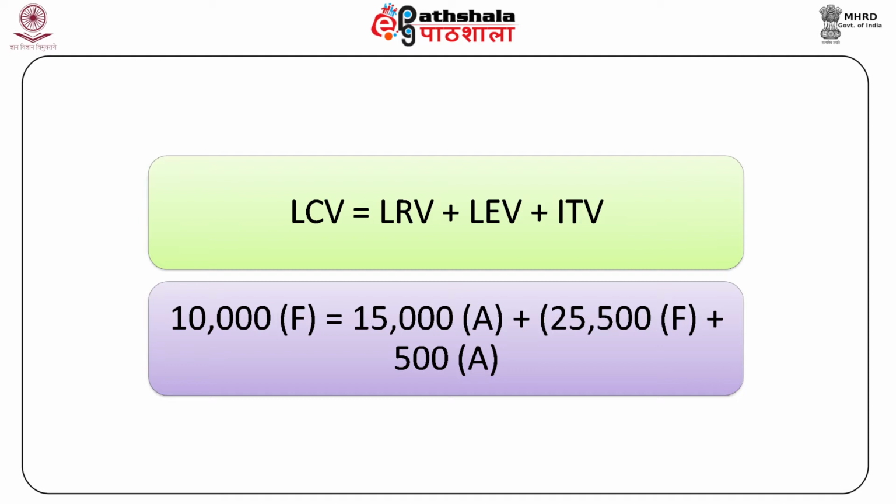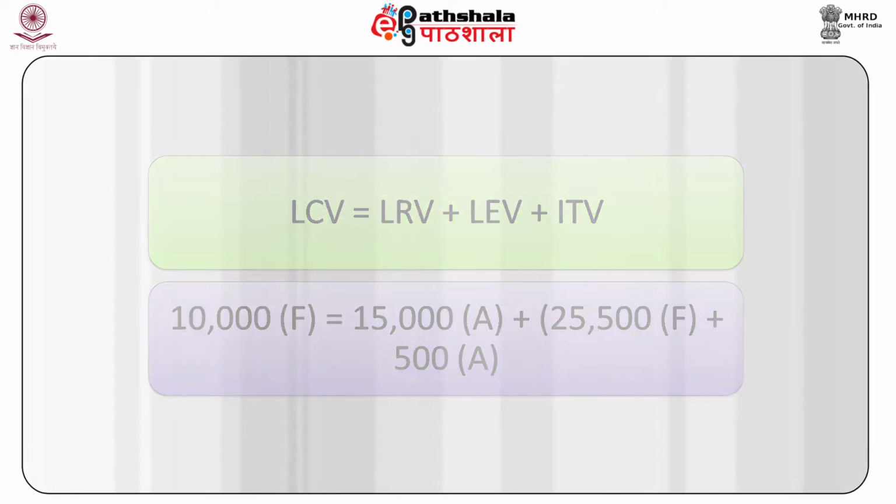Hence, LCV is equal to LRV plus LEV plus ITV. We will cross check it with the answers we have got in the question earlier. 10,000 favorable is equal to 15,000 adverse plus 25,500 favorable plus 500 adverse.